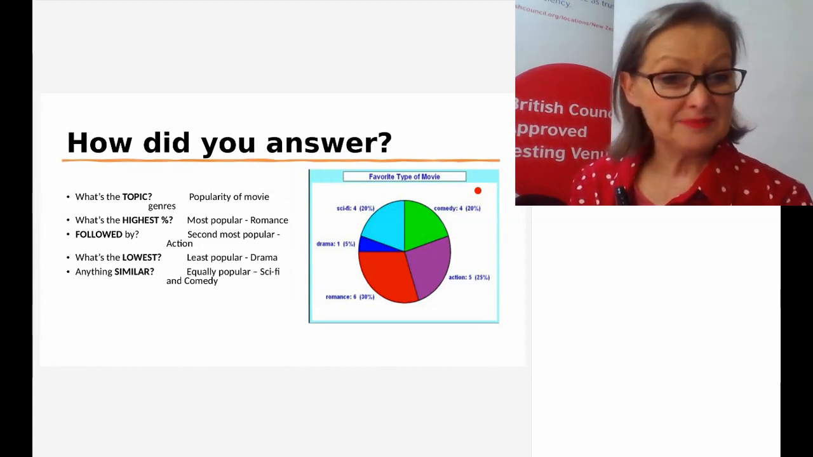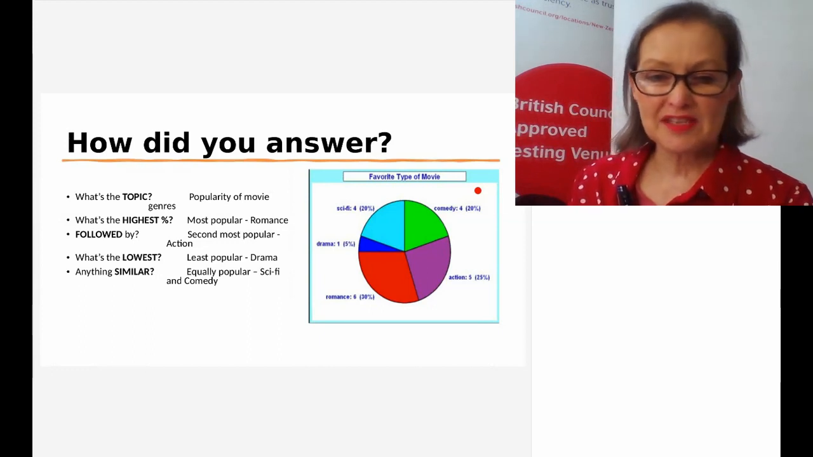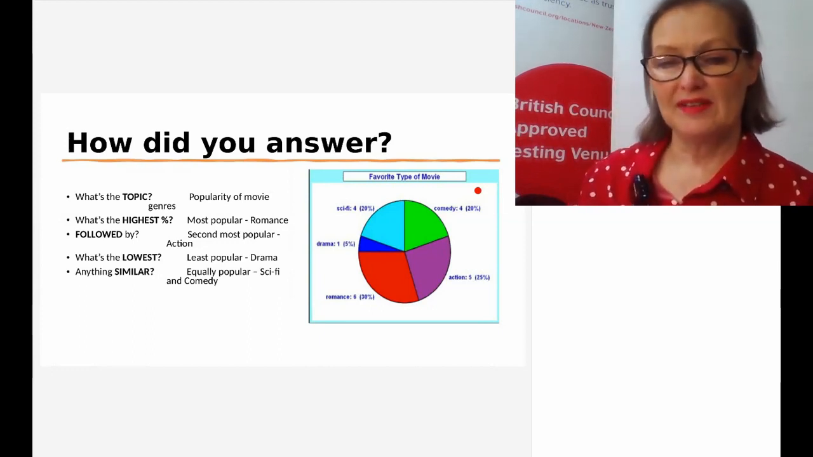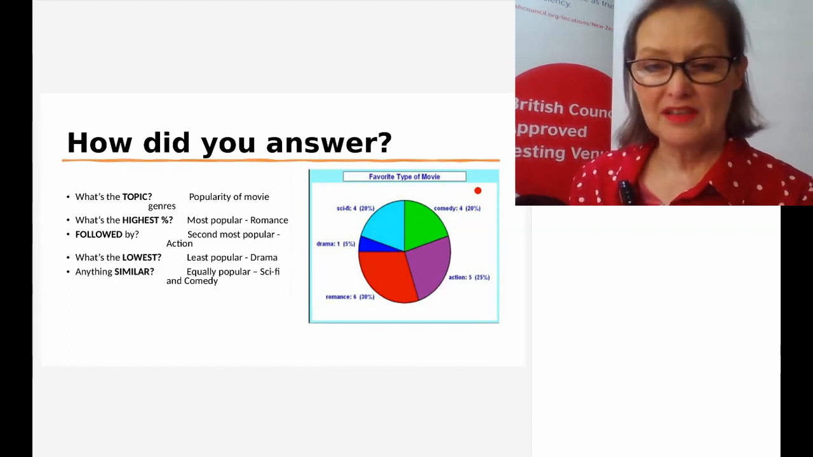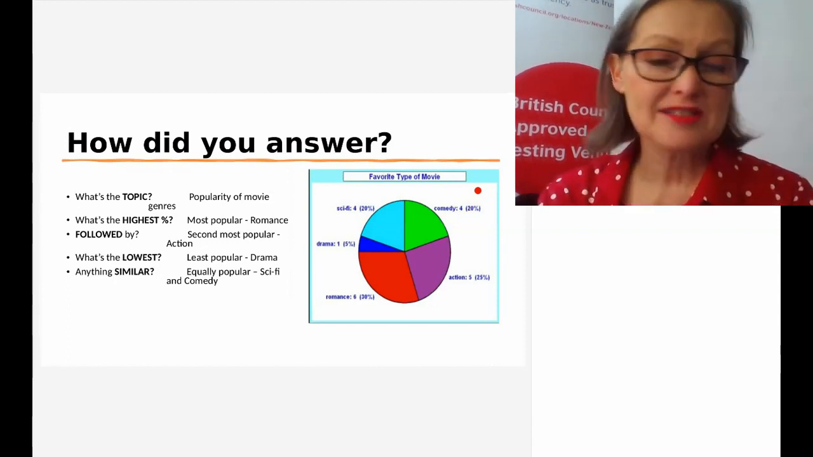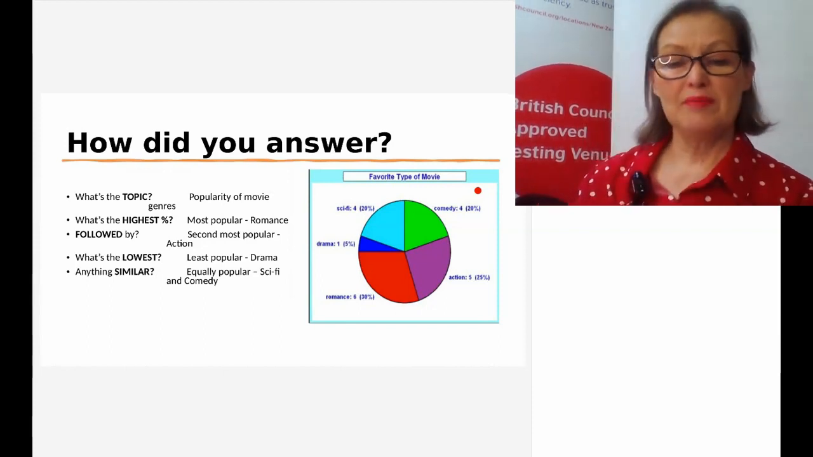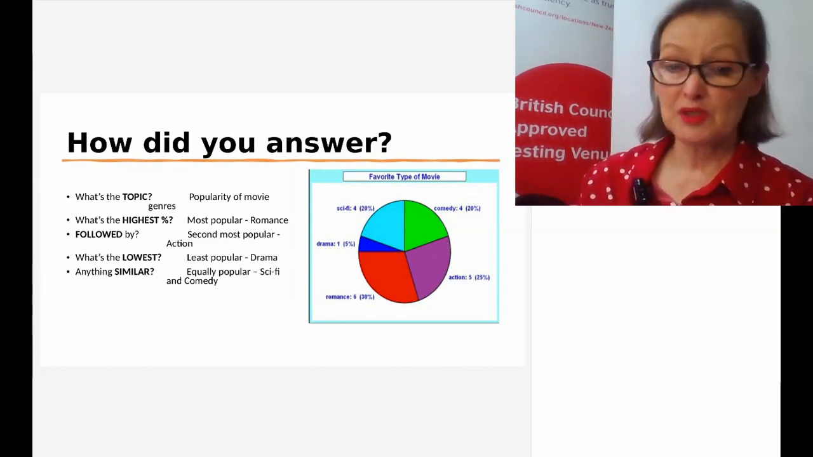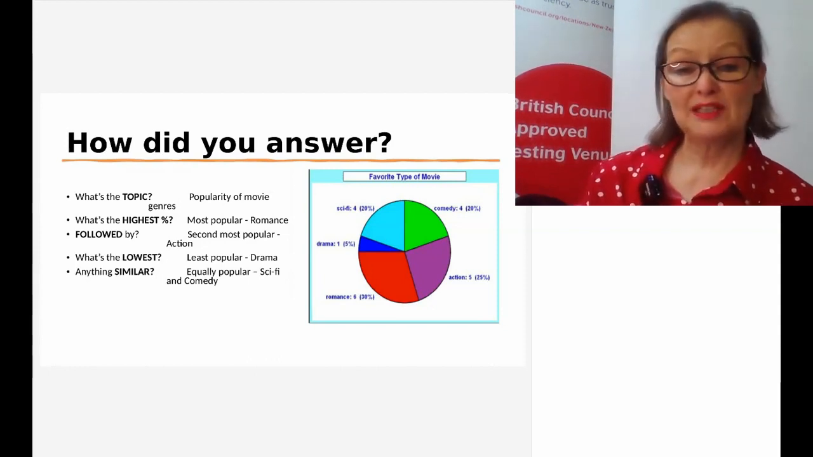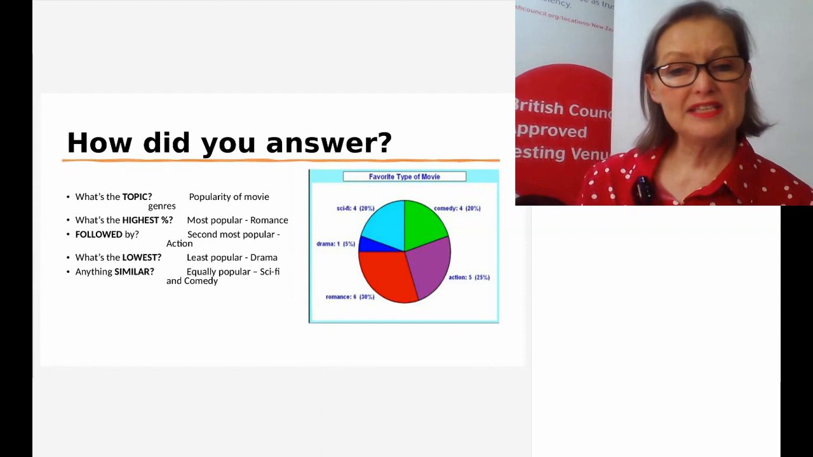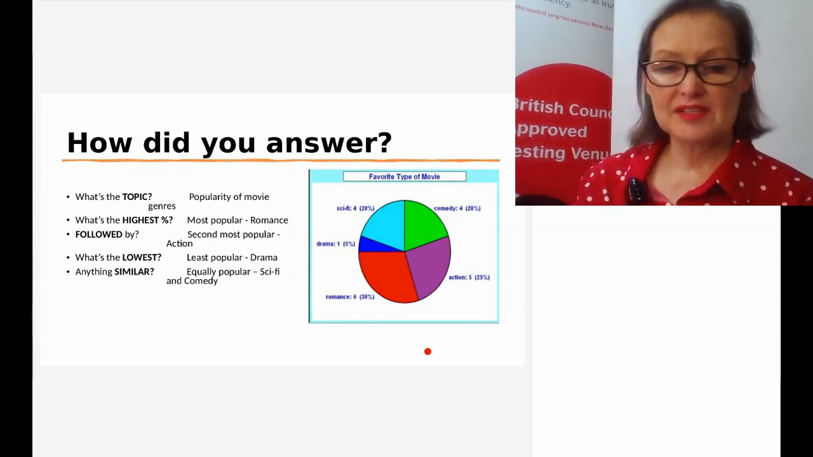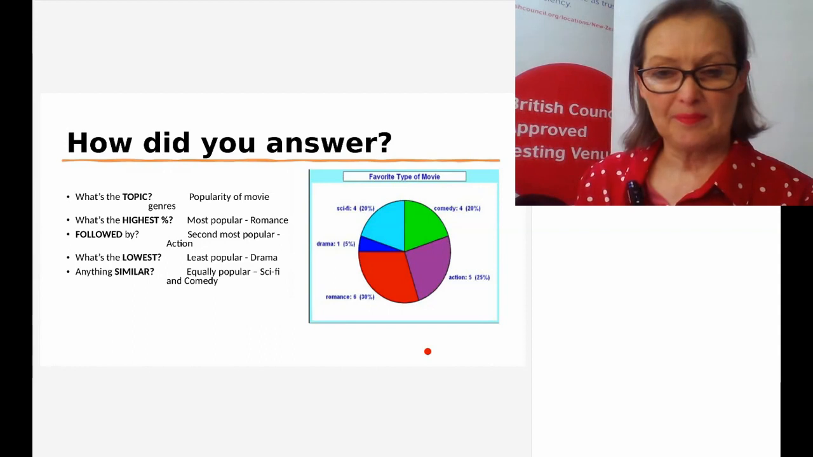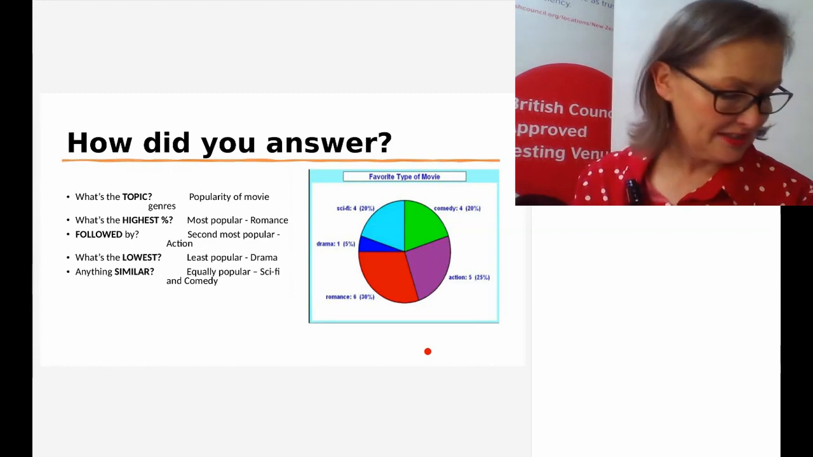Anything similar? Did you notice that sci-fi and comedy are equally popular? So once again, make a quick screenshot of that. I'll give you a minute to jot down some of that vocabulary. As you can see, we're looking at most popular, second most popular, least popular or least favorite, equally popular. There's my superlative, isn't it? My superlative to make comparisons.